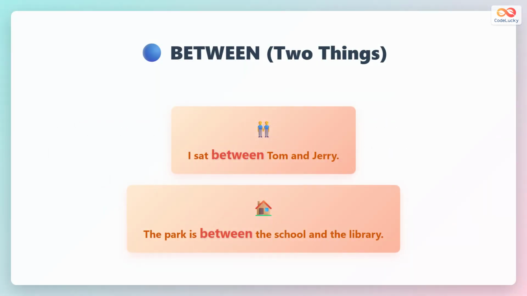Between always involves exactly two things. I sat between Tom and Jerry. The park sits between the school and the library. Notice how both examples name exactly two clear locations or people.